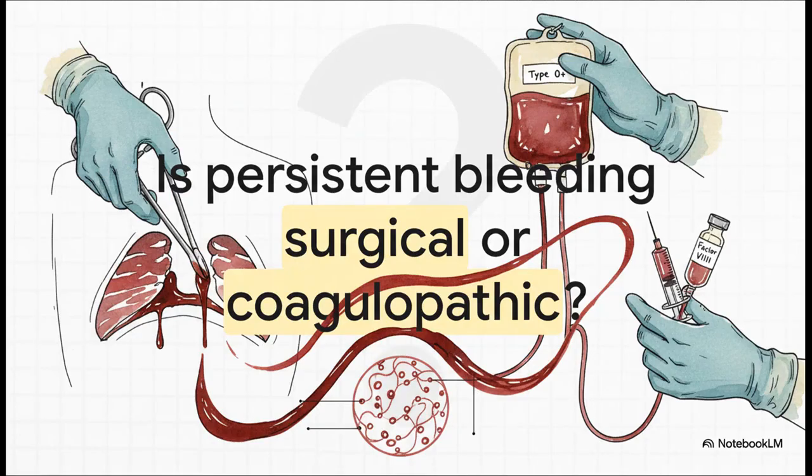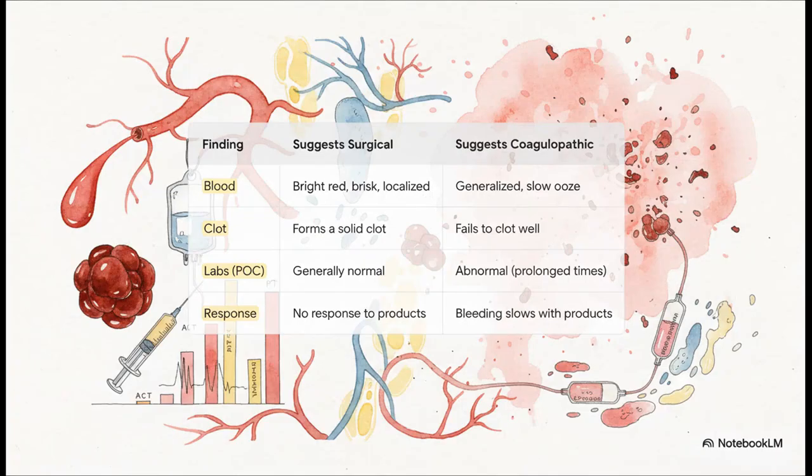This is the million-dollar question at 2 in the morning in the ICU, isn't it? The chest tubes are pouring out blood. Is this a surgical problem that needs a trip back to the OR, or is it a medical coagulopathy that we need to fix with blood products? So here's the bottom line. You have to use your eyes and the lab data together. A surgical bleed is usually bright red, fast, and it clots in the tube. A medical bleed is a slow, generalized ooze from everywhere, and it just doesn't clot.